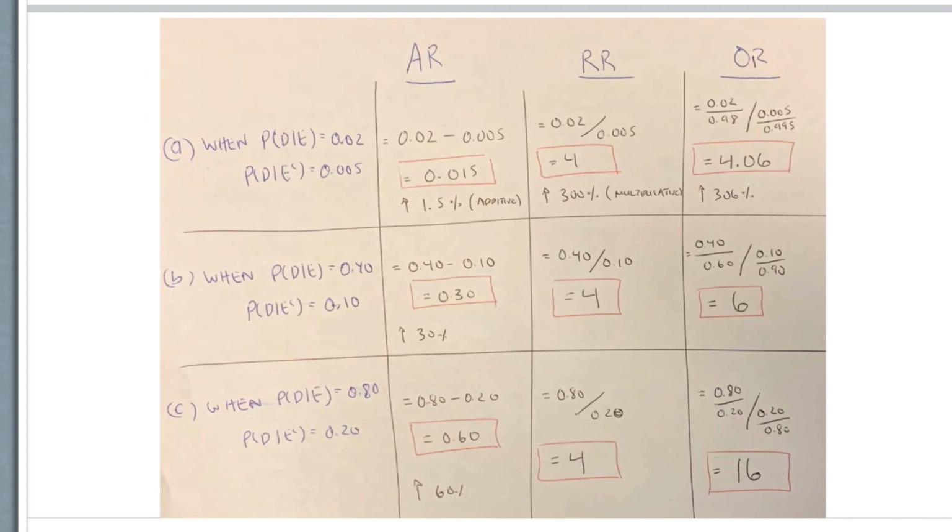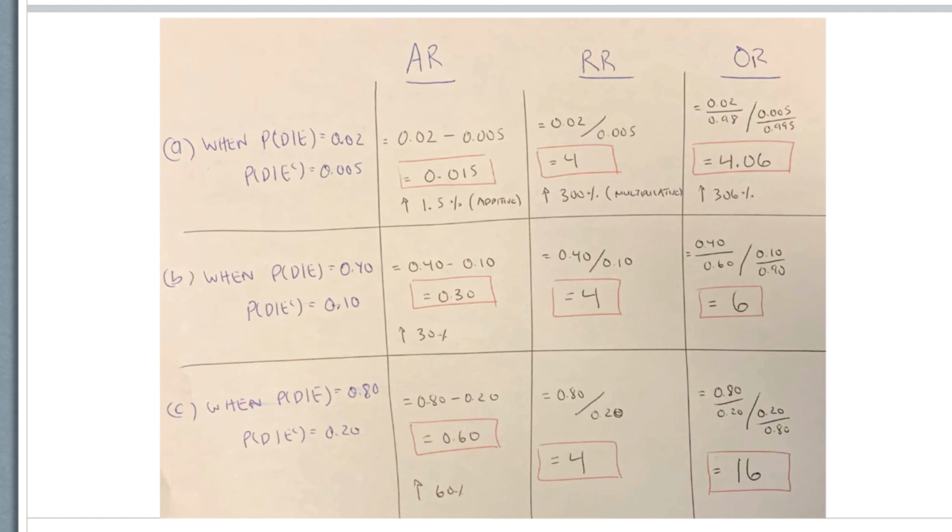In example A, the attributable risk is 2% minus 0.5%, which comes out to 1.5%. So what we can say is someone who's exposed to the risk factor, their probability of disease goes up 1.5%. And again, this is on an additive scale, meaning it goes from 0.5% up to 2%.